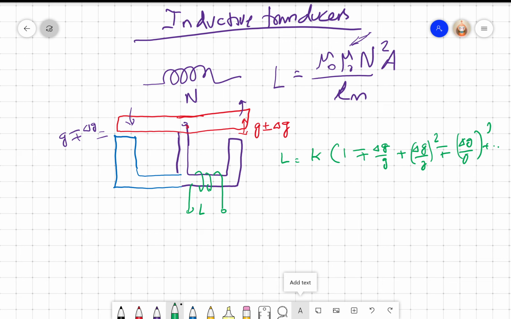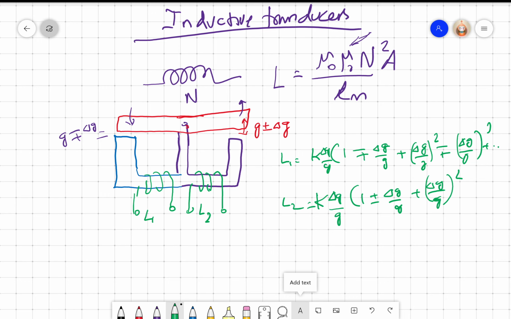So we have one more coil. I call this as L1, and this will be L2. L1, L2 will be K into 1 plus or minus delta G by G plus delta G by G whole square. Sorry, please correct this, delta G by G is missing. So here also some constant. This we derived. You can also look at the Neubert book for this.